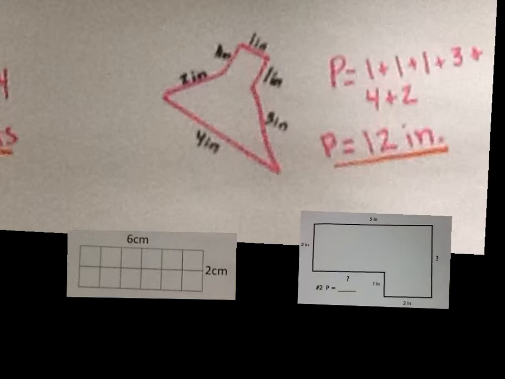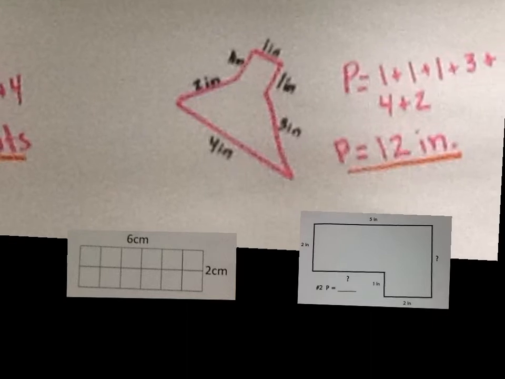This next shape is kind of odd, but it gives us the amount of inches that each side is. So we have 1 inch, another inch, 2 inches, 4 inches, and 3 inches. And again, all we have to do to figure out the perimeter is add up the sides. 1 plus 1 plus 1 plus 3 plus 4 plus 2. So our perimeter is a total of 12 inches.